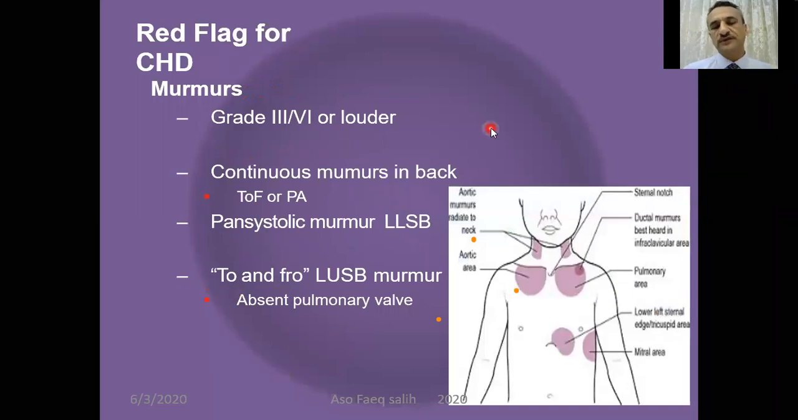Now when you finish with the saturation of your patient, is the time left for us for the presentation, or should we continue?